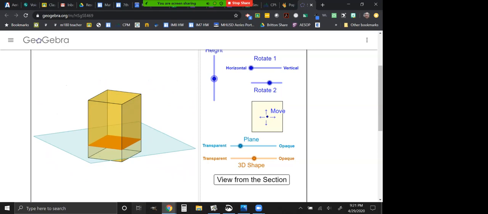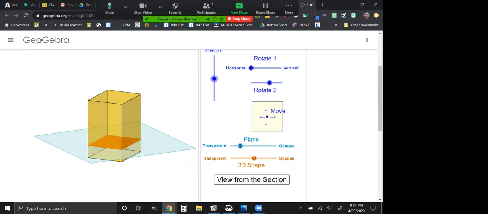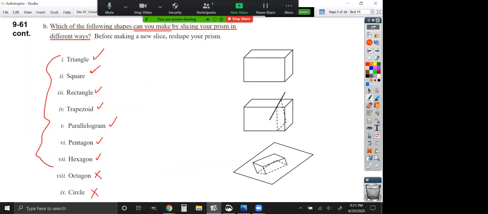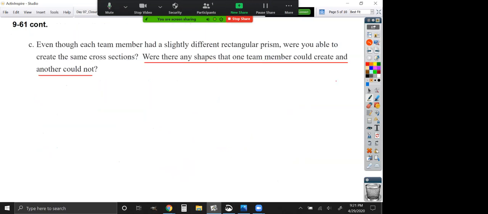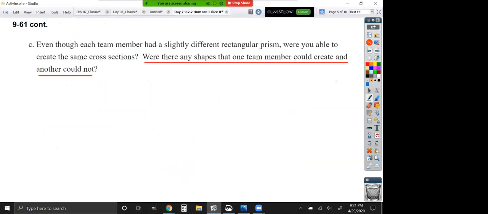Now, let's see what else we got going on here. So that was 61B. Problem 61C, even though each team member had slightly different rectangular prism, were you able to create the same cross sections? Were there any shapes that one team could create and another could not? Well, since you were working with me, I think we created all of them. And when you played with that digital tool, you should see if you can make all of them too. Spend a little time with it. It's kind of a cool thing.